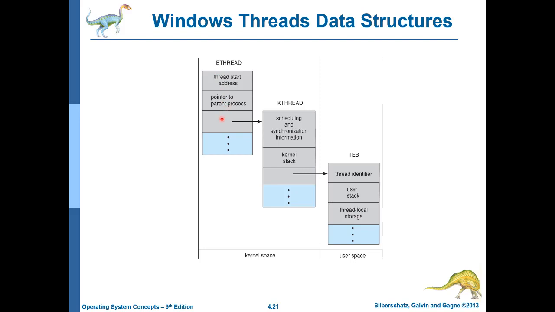So this is a pointer to the K thread, and in the K thread there is a pointer to the thread environment block, which contains the actual things of the thread. Just remember that we have kernel space and user space.